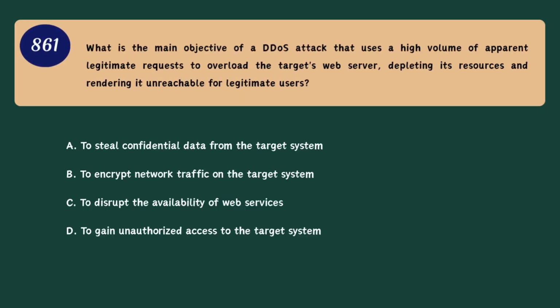Question 861. What is the main objective of a DDoS attack that uses a high volume of apparent legitimate requests to overload the target's web server, depleting its resources and rendering it unreachable for legitimate users? A. To steal confidential data from the target system. B. To encrypt network traffic on the target system. C. To disrupt the availability of web services. D. To gain unauthorized access to the target system.